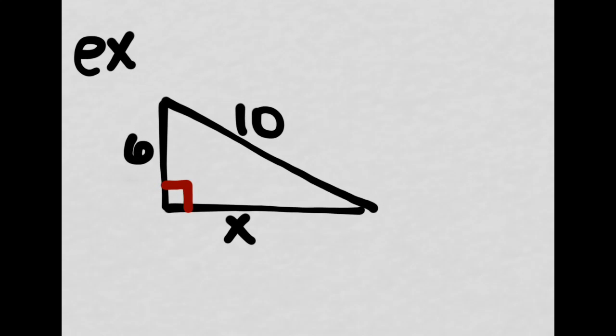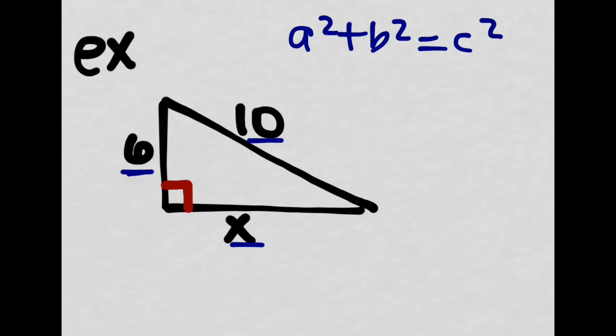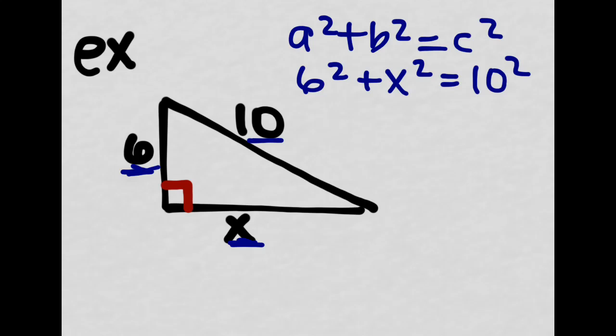So we have, in this case, we know one of the legs is 6. And we know the hypotenuse is 10, and we are supposed to find x, the other leg. So again, let's write our formula. A squared plus b squared equals c squared. A in this case is 6, so we have 6 squared, plus b in this case is x, so we have x squared, is equal to c squared, and c is 10, so we have c squared. So 10 squared. So we have 36 plus x squared is equal to 100.